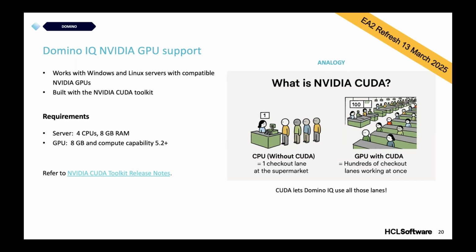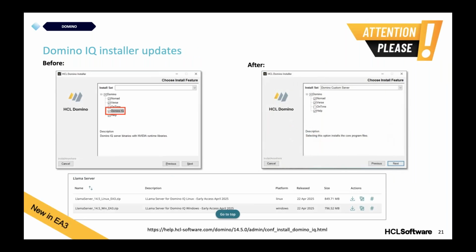Now, we did introduce this in early access 2, and when we did so, we realized the Domino server installation package is growing in size quite a bit. I think the Domino server install package was about 1.1 gigabyte, but when we introduced the NVIDIA support, the size was increased by 400, 500 megabytes. So the installer became 1.5, 1.6 gigabyte in size. Now in EA3, we are reverting this just to make the installer smaller again.